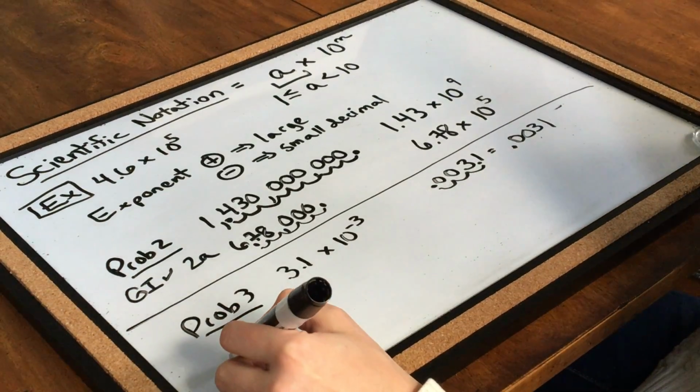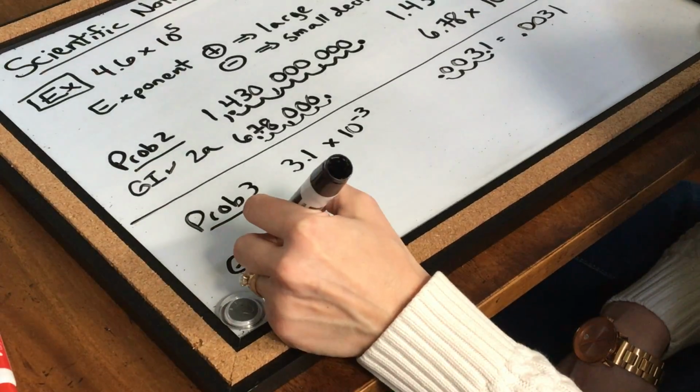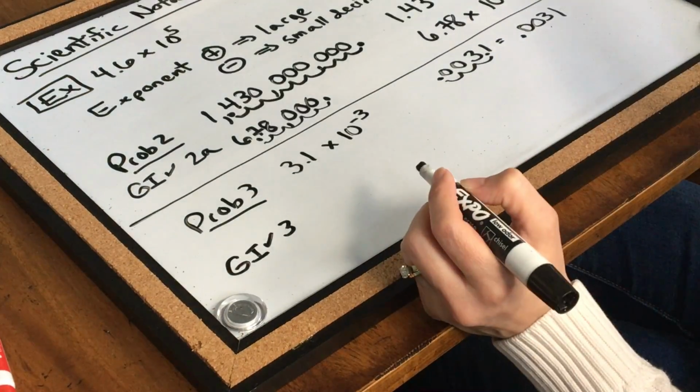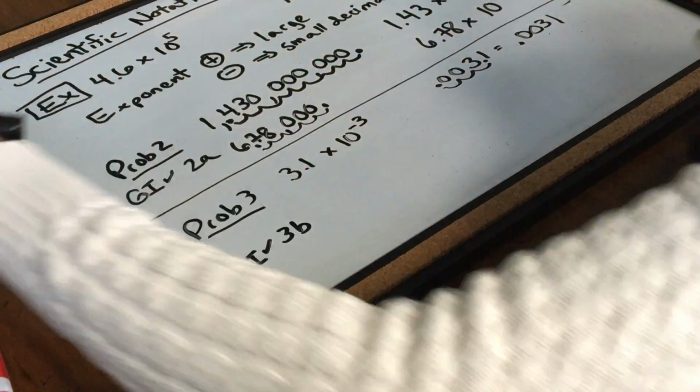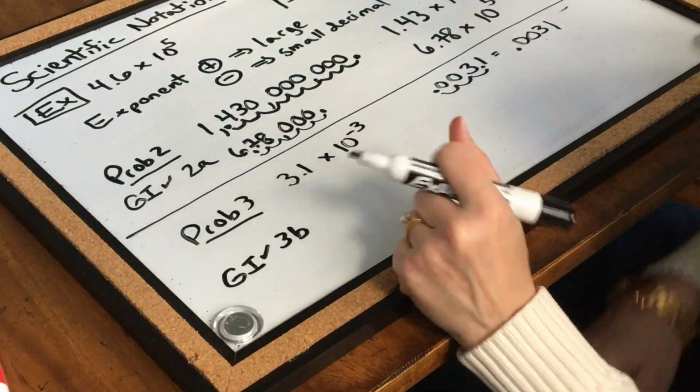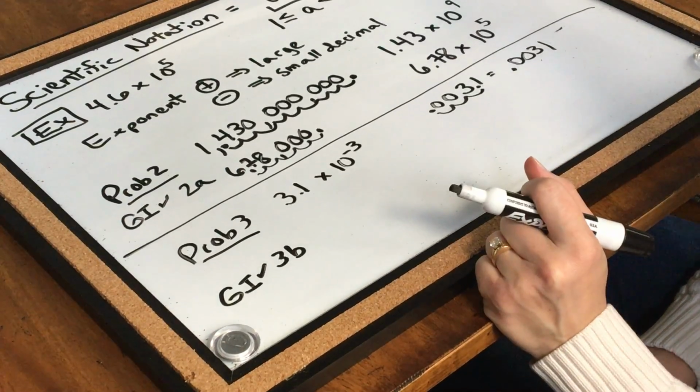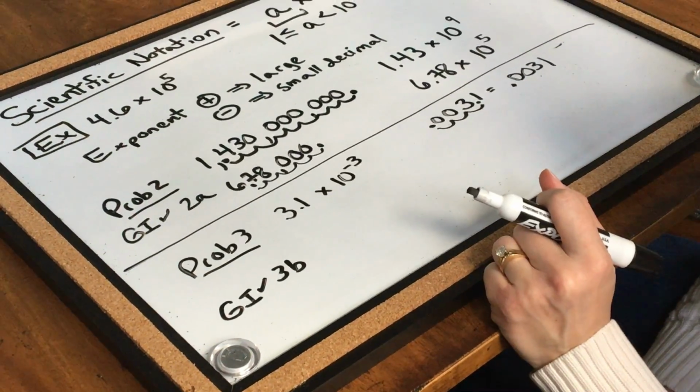Okay, let's try the got it check. So we're going to be doing got it check, I believe we were doing 3B, and you're going to have to turn your page to page 422 in order to make that happen. Pause the video, start it again when you're ready.